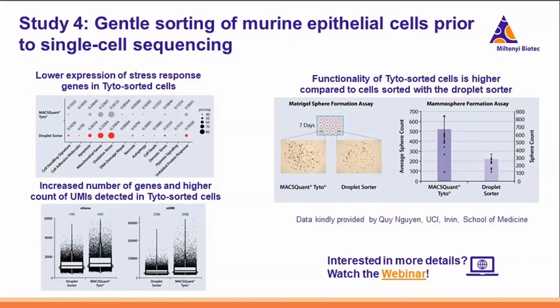And moreover, he was also interested in analyzing the functionality of the cells after sorting. And for this, he performed a mammosphere formation assay and analyzed the generation of spheres after 7 days in culture. And here, the cells that had been sorted with MACSQuant Tyto generated higher amounts of spheres, meaning that the cells sorted with MACSQuant Tyto had higher functionalities compared to those sorted with droplet sorter. If you are interested in more details about these results, I would like to invite you to follow the link provided in this slide and watch the related webinar.